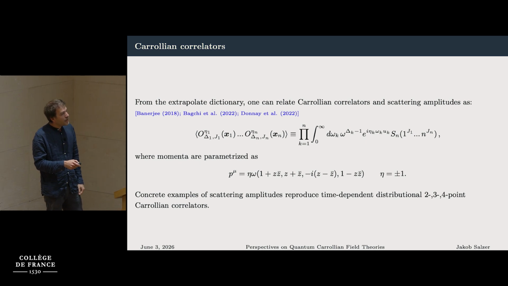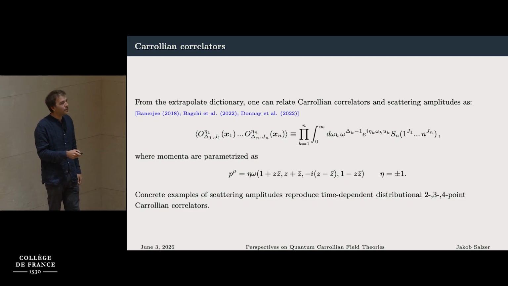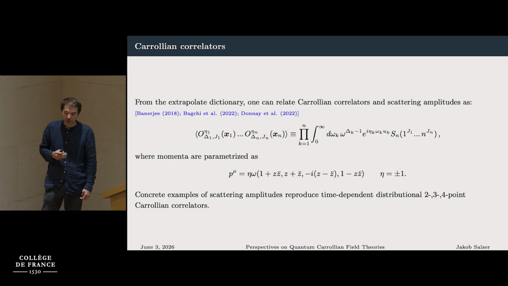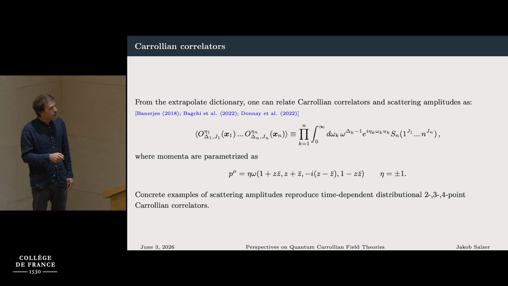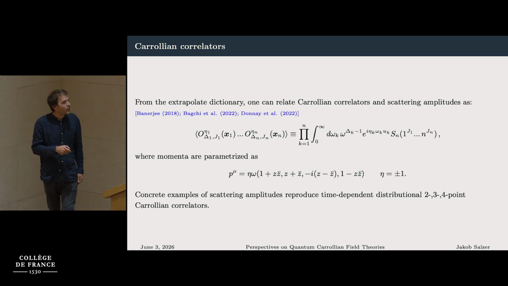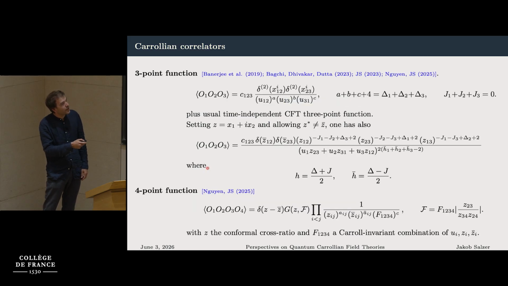if you take the scattering amplitude and hit it with this, people sometimes call it a generalized Fourier transform or a generalized Mellin transform, but you can set delta equal to 1 if you want, then you end up with a correlation function that transforms precisely as a correlation function of primary operators in a putative Carrollian CFT. So you take your favorite 2, 3, or 4-point scattering amplitude, you hit it with this transform, and you can reproduce precisely correlators of this type here.